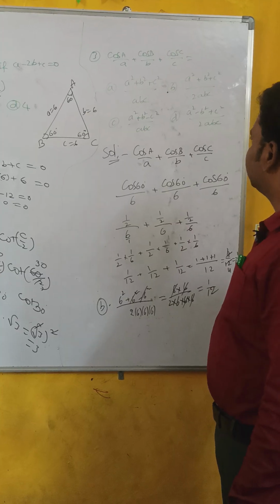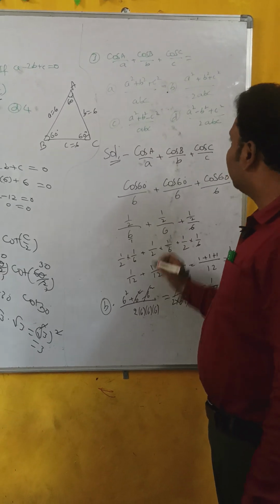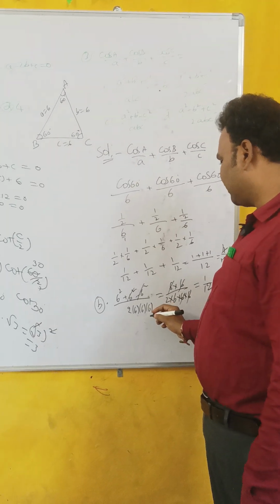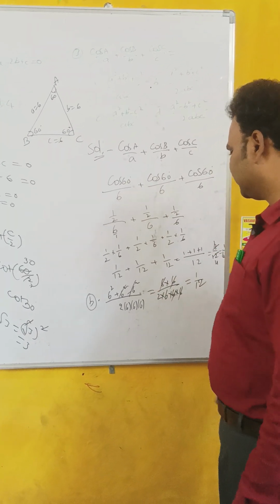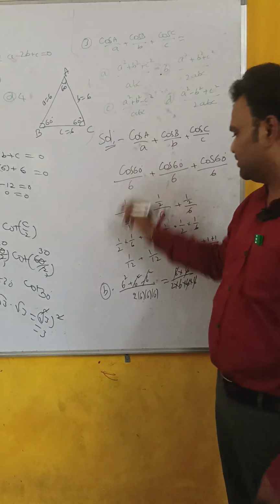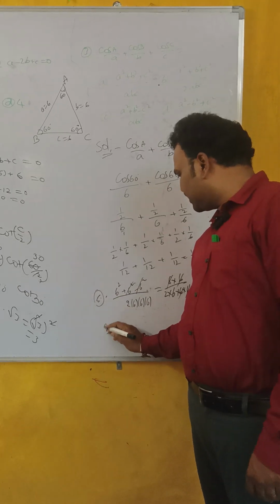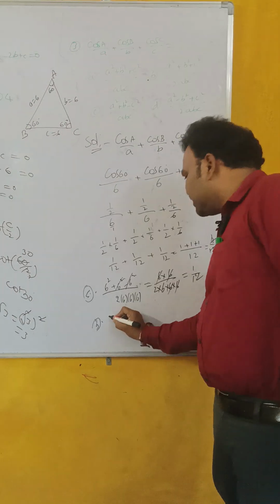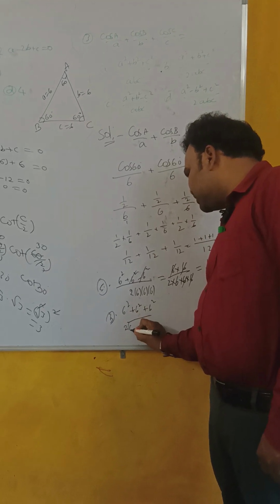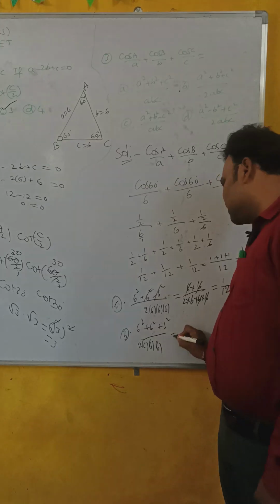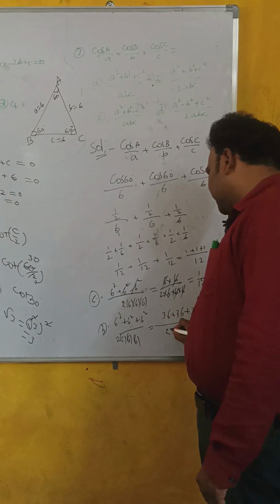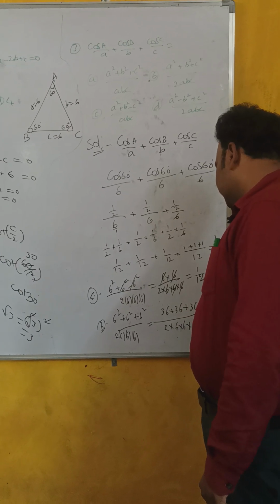Then which option is this? Option B has plus signs only. Option B is given with plus, so you need to take plus only here. Then what will happen? This one is not option B; this is option C. Now I am taking option B, all plus only: 6 square plus 6 square plus 6 square divided by 2 into 6 into 6 into 6. 6 square is 36, 6 square is 36, 6 square is 36, divided by 2 into 6 into 6 into 6.